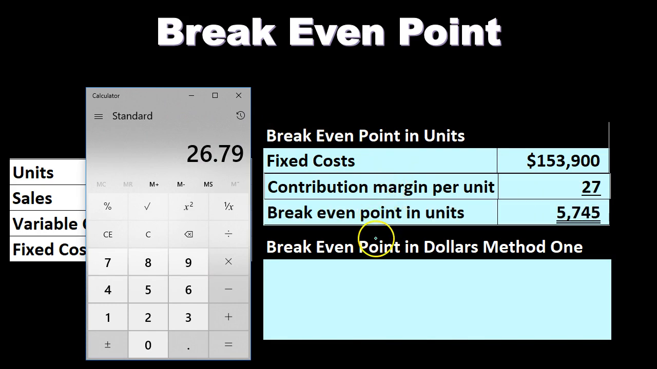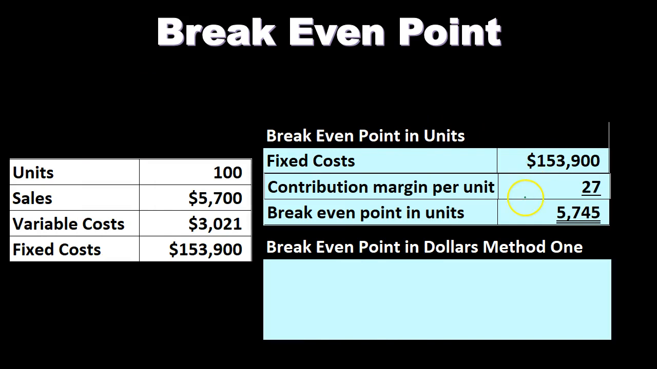Then that'll give us the break-even point in units, which is going to be the 26.79 into the 153,900. Or, in other words, we can take the 153,900 fixed costs divided by the 26.79, and that's going to give us the 5744. Again, we're using rounded numbers here.